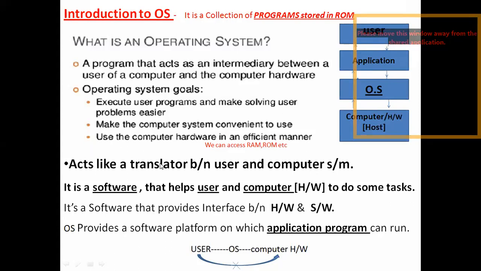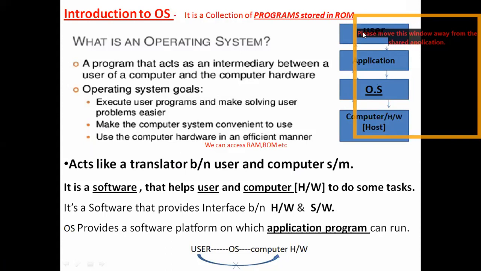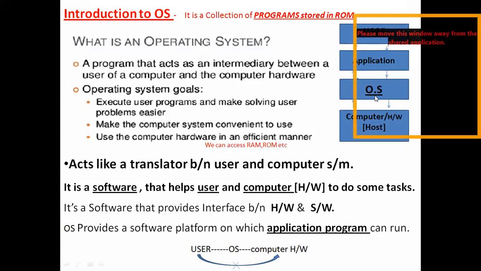This operating system will be acting as a translator between user and computer system, the same thing we discussed. Why? Because we, being users, are familiar with high-level languages like C, C++, Java, etc. And the computer, as we know, is able to understand only the binary language, meaning language in terms of only zeros and ones. And we, being humans, cannot understand that language of zeros and ones. Hence, we need someone to understand these two languages. That is the actual role of this operating system, where the OS acts as an intermediary between the application program and the host machine, or the computer, or the hardware. So this acts like a translator between user and computer system.